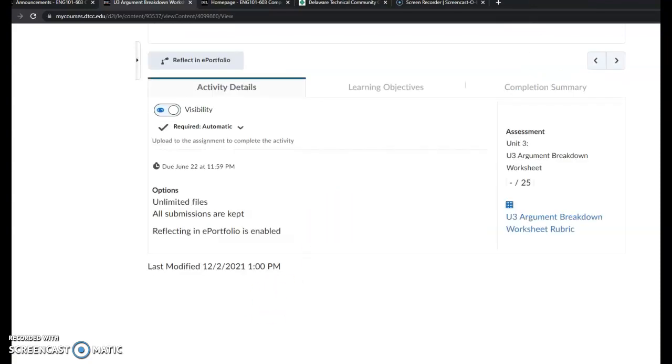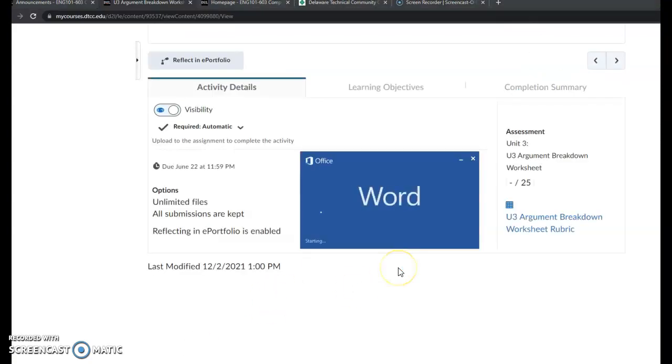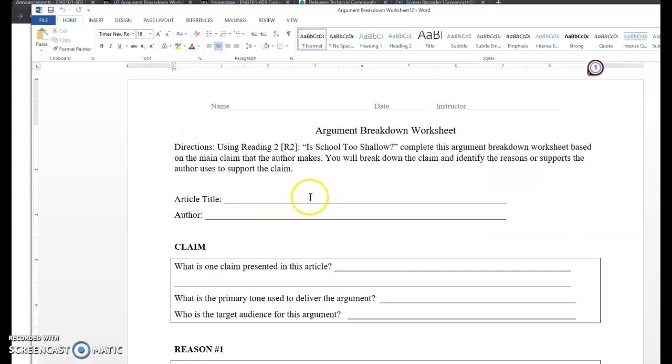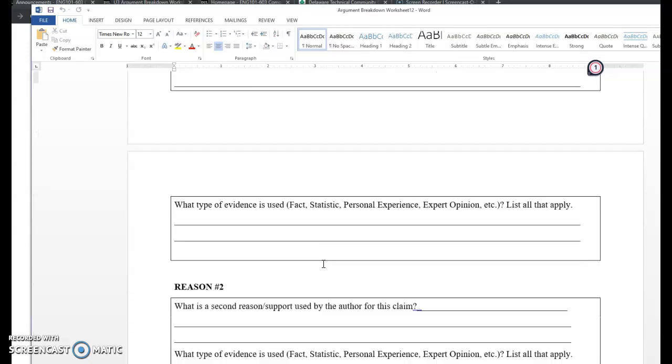So you're going to download this worksheet. And if you have already downloaded an older version and started working on it, you might notice I just changed a couple of the instructions to make it a little bit clearer. So I specifically include in this updated version that I want you to use Reading 2, Is School Too Shallow? So we're still working with that article because that article is the centerpiece of our summary response essay. So you're still focusing on Is School Too Shallow? And you're going to use it to complete this worksheet and answer these questions.